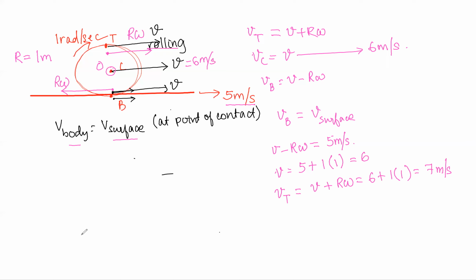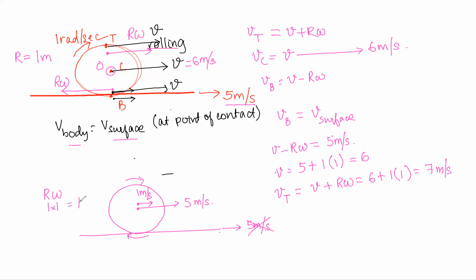Now think of it this way. अगर तुम्हारा व्हील रोटेट ही नहीं करता, if the wheel was not rotating, what would happen? The wheel would just move at 5 meters per second, क्योंकि प्लैंक भी आगे जा रहा है 5 meters per second से. The wheel would also go forward at 5 meters per second, there would be no change. अब मान लो प्लैंक मूव नहीं कर रहा है, only the wheel is rotating. So in such a case, the wheel would move forward at 1 meter per second because of the rotation. r into omega, 1 times 1, 1 meter per second.